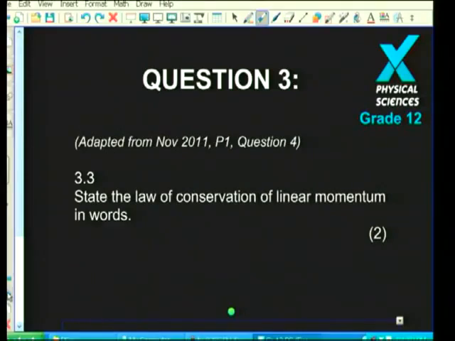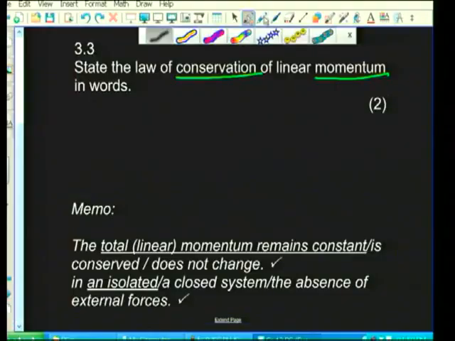State the law of conservation of linear momentum in words. Momentum, and we're looking at conservation. Conservation is where we're trying to keep things the same, and so the conservation of momentum is a definition you need to know. I've got it here on the board. The total or the sum of the linear momentum of a system remains constant, or is conserved, does not change in an isolated or closed system in the absence of external forces. So the idea is that the total momentum of an isolated system without any external forces remains the same. And that's how we're going to find some information about this collision, because we're going to be looking at the momentum of each, adding them together, the total momentum.